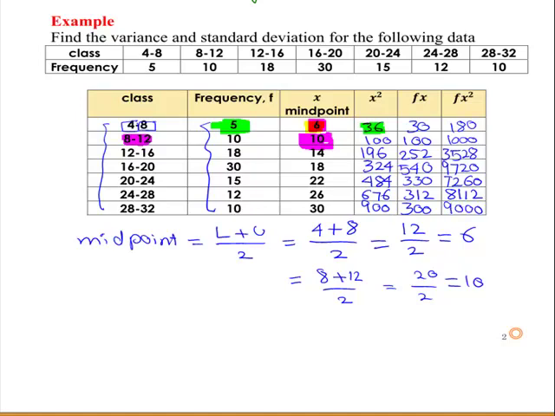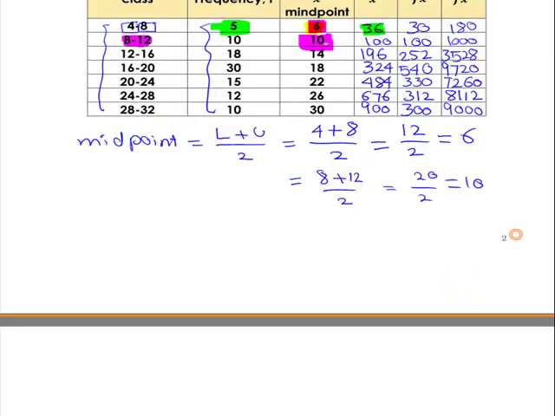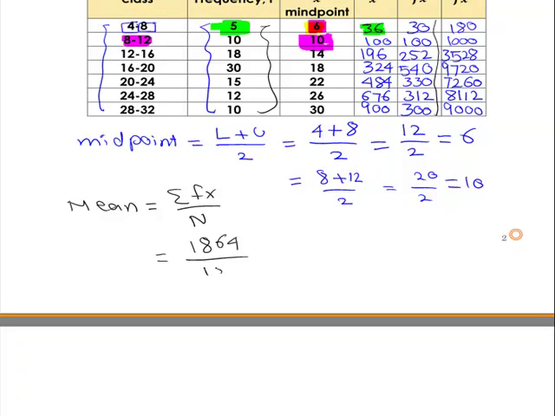Now we are ready to apply our equation. Let's find the mean. The mean is equal to the summation of the frequency multiplied by x, dividing by n. So we have to find the summation of fx first, the summation of this column, and that's equal to 1864, dividing by n, where n is the summation of the frequency, which is equal to 100. So that will give you 18.64.